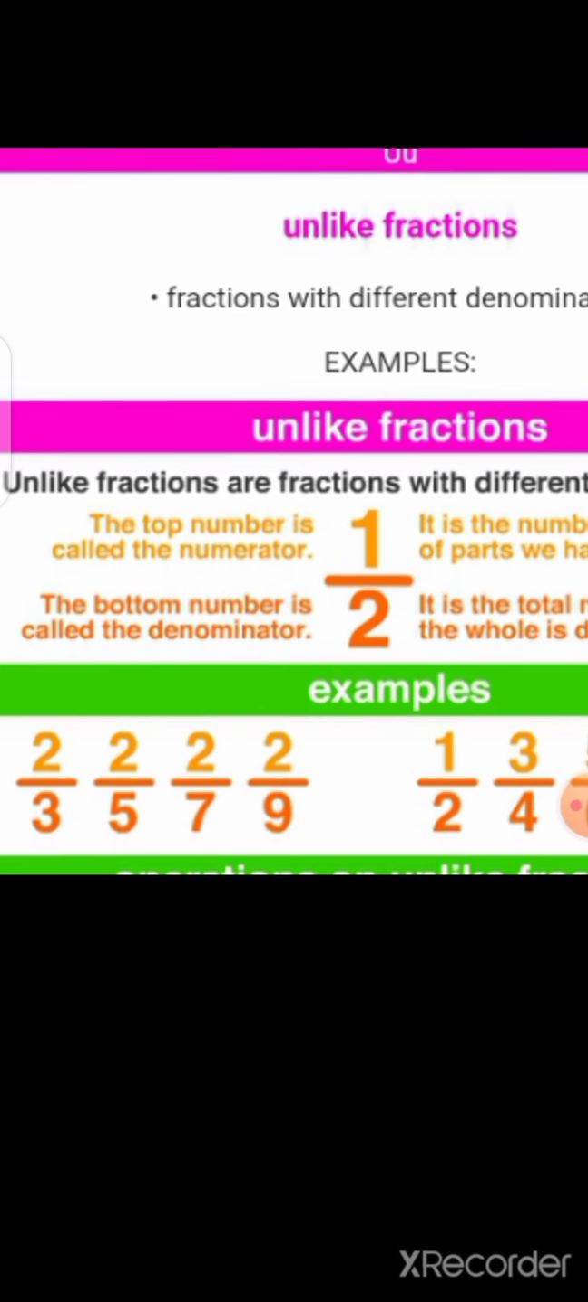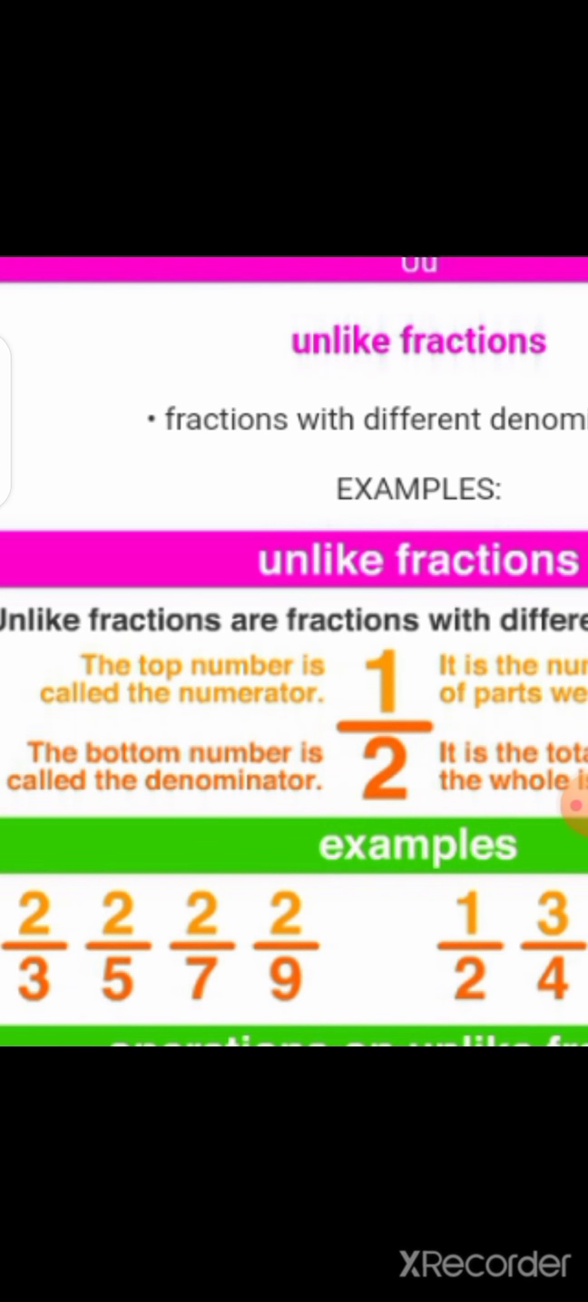Next is unlike fractions. What do you think about unlike fractions? Let's see. Fractions with different denominators. Like fractions are fractions with the same denominators, and unlike fractions are fractions with different denominators. Here are the examples: 2 over 3, 2 over 5, 2 over 7, 2 over 9.